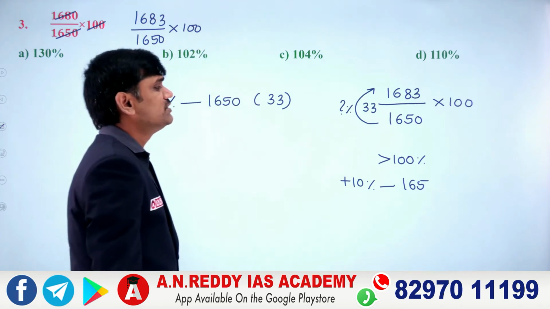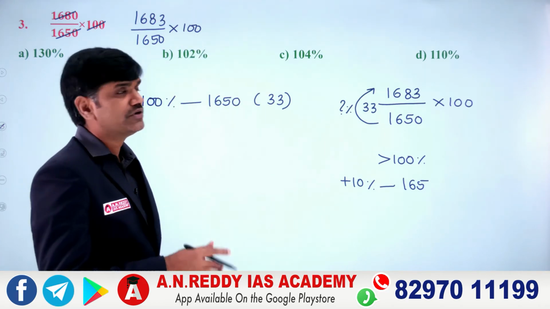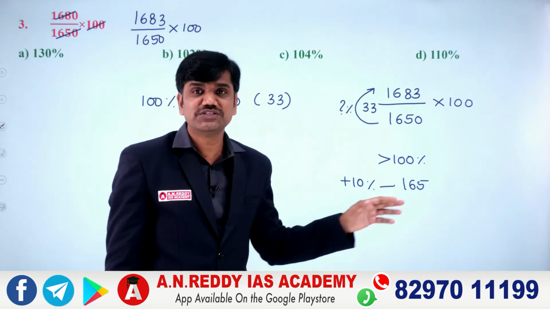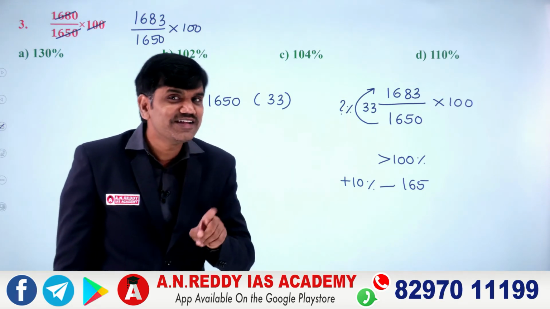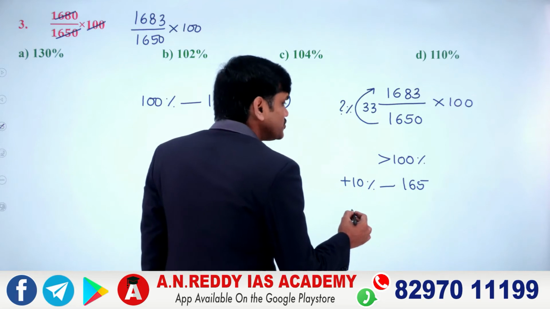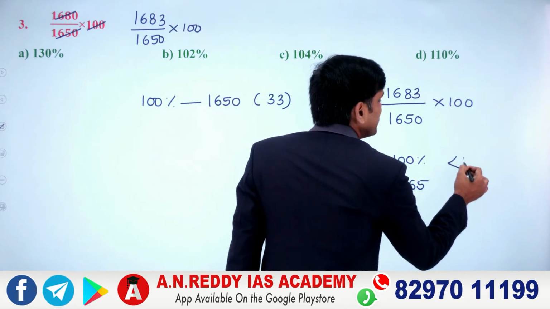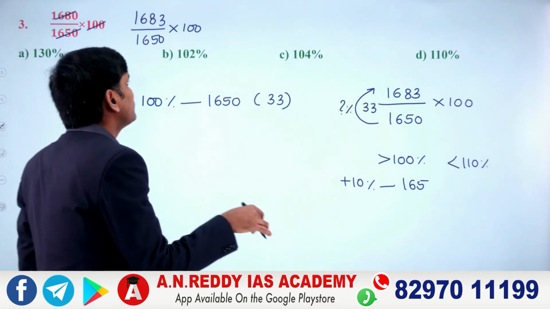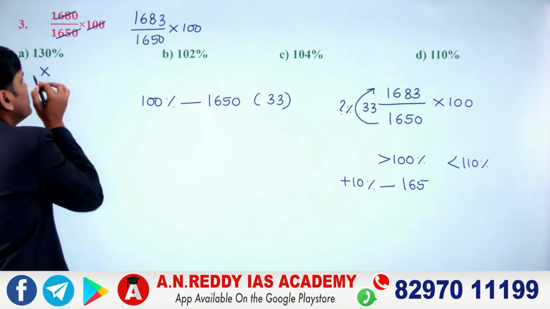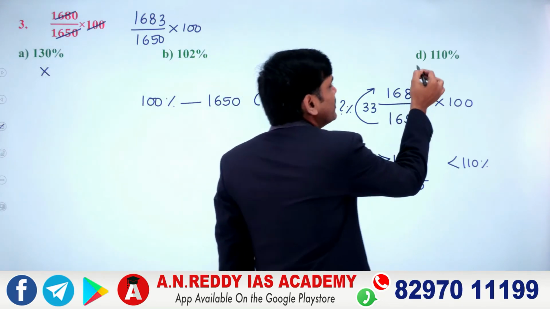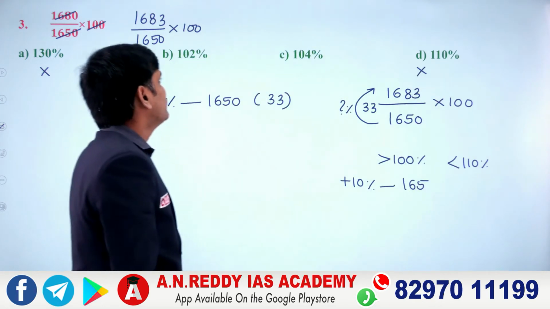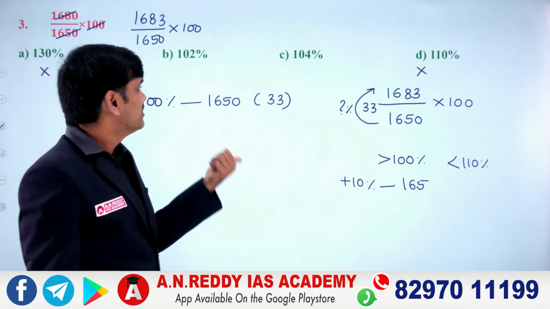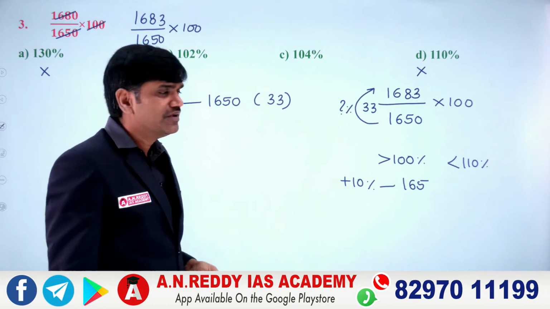Can I add 10% to reach 1683? Definitely no, because whatever I have to add is only 33, whereas 10% is 165. So I cannot add 10%, which means my answer has to be less than 110%. Hence I can eliminate 130% as well as 110%. Now I am left with 102% and 104%. So I have to identify which is that answer here.